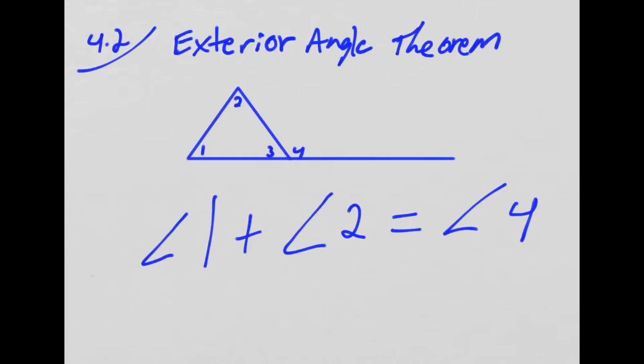In 4.2, we covered the exterior angle theorem, which has to do with the relationship between these two interior angles, 1 and 2, and this exterior angle, 4. So 3 and 4 should form a linear pair for this to work, and if that occurs, then I know that angle 1 plus angle 2 is equal to angle 4.